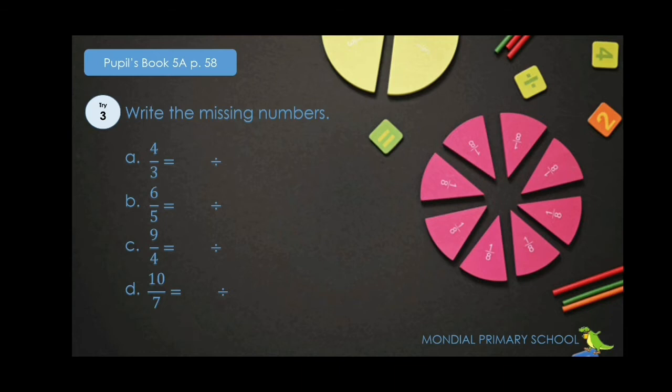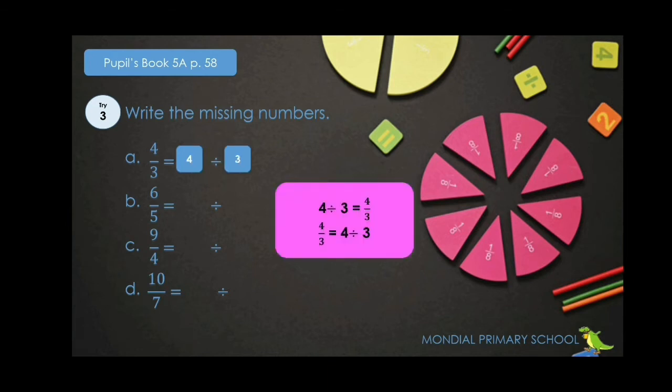A. 4 out of 3. As you already know from the previous explanation, it can be written as 4 divided by 3. So just write down the numbers in the boxes. Is it easy? Yes, of course.